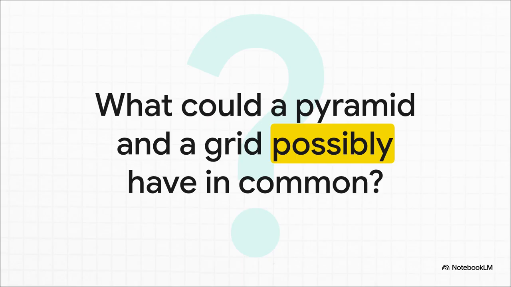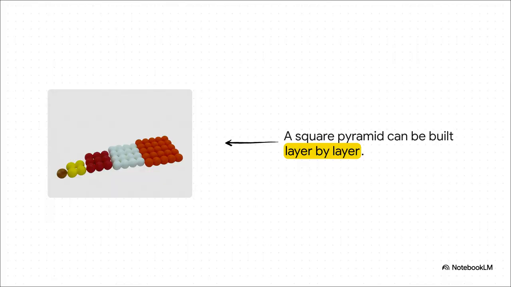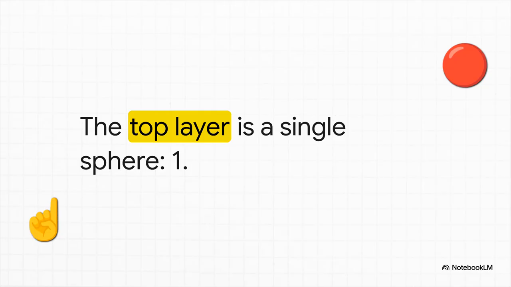It's awesome. Okay, so to crack this, let's treat them as two totally separate puzzles. We'll start with the pyramid. And the question is pretty straightforward. How many little spheres does it take, in total, to build this thing 5 layers high? The easiest way to get an exact count without missing any is to just take it apart. We'll look at it layer by layer, starting right from the tippy top and working our way down to the bottom. So right at the peak, we've got just one single sphere.